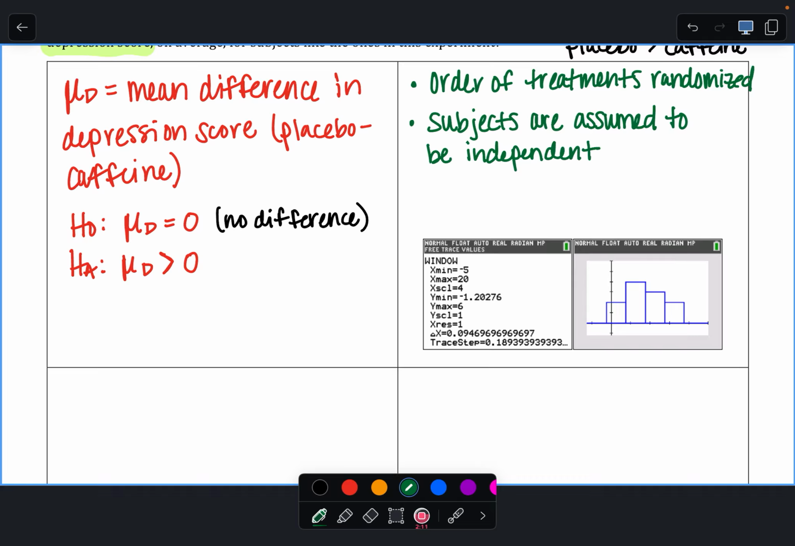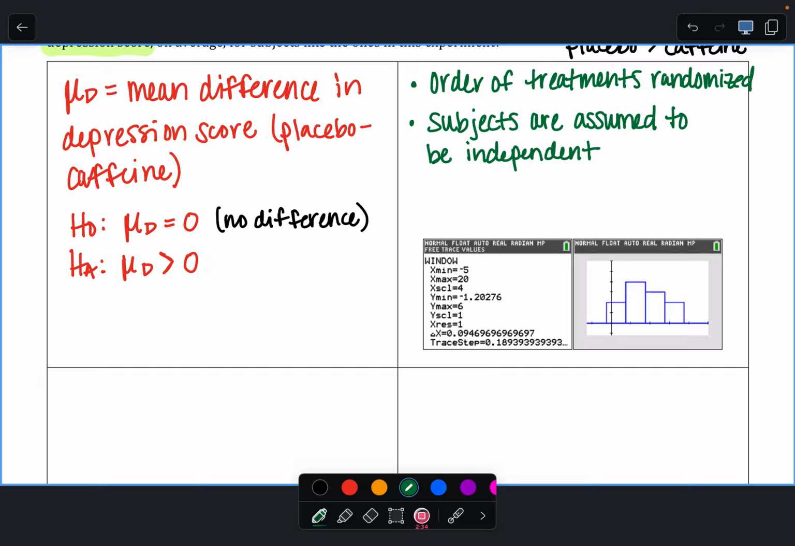The only reason why I'm not going to write 10% is that, yes, they are representing caffeine dependent people, but we don't know what that population necessarily is. And anytime that feels kind of funky, that is when you want to revert, and it's most likely going to be an experiment because that's when you have volunteers. Let's just revert to saying we're going to assume that they are independent.